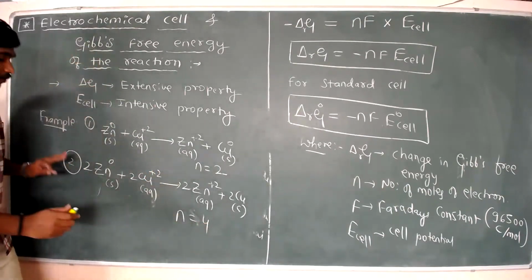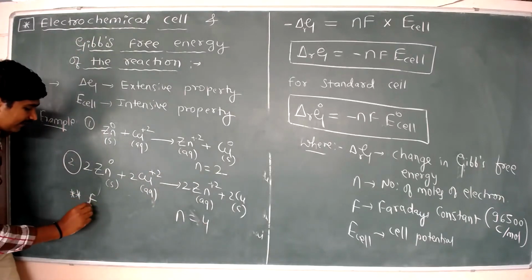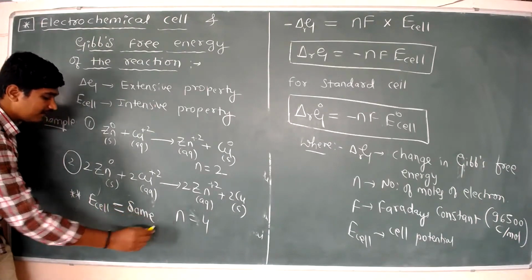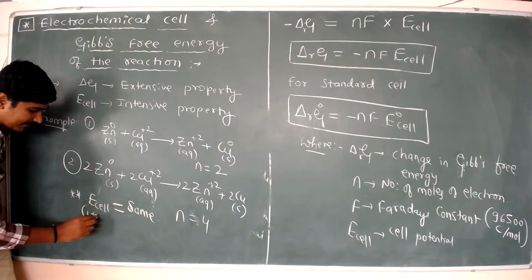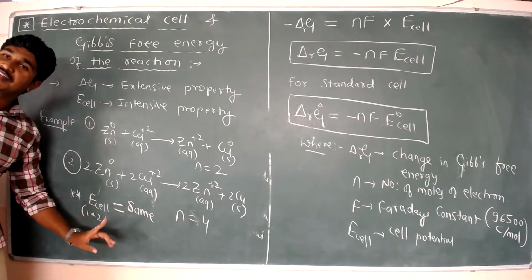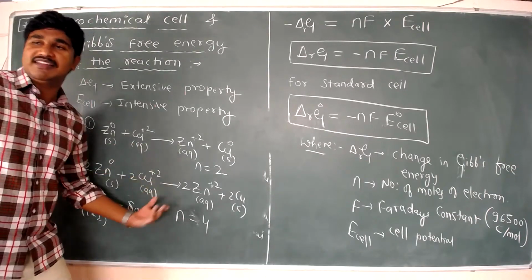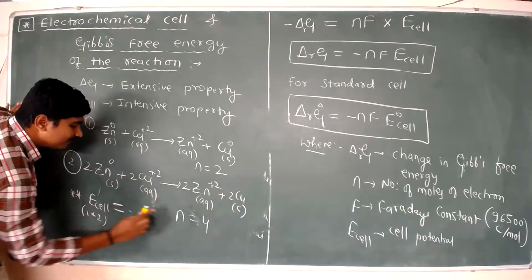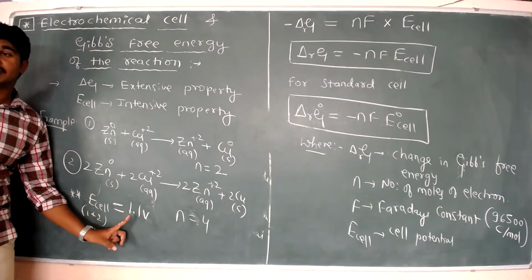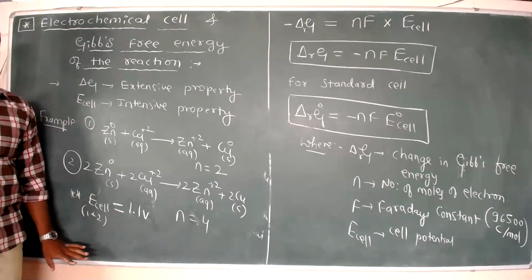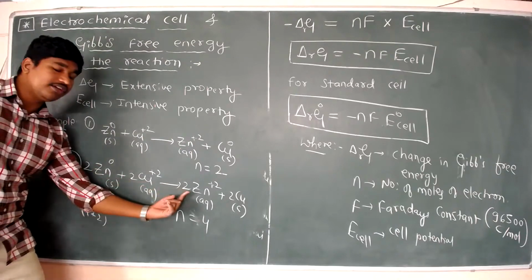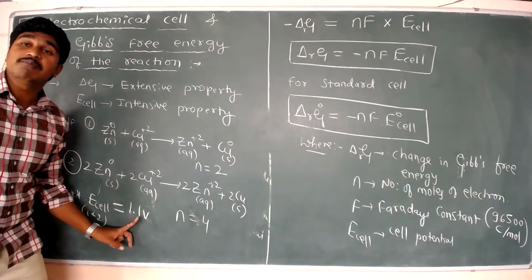If you check the E cell value, a very important point: E cell for the first reaction and second reaction will be the same, because the E cell of the first reaction is equal to the E cell of the second reaction. Both have the same E cell value, which is exactly what we have already calculated, 1.1 volt. Correct? For the standard cell it is 1.1 volt. For the first reaction, the E cell value is 1.1 volt. For the second reaction, the E cell value is again 1.1 volt.